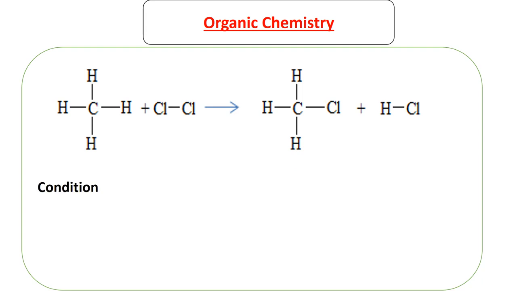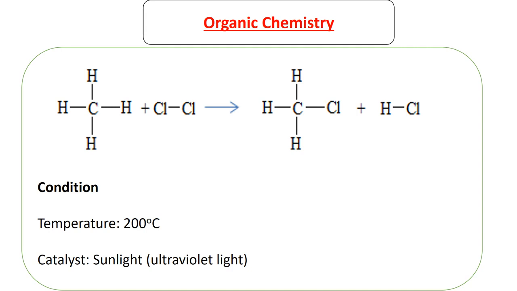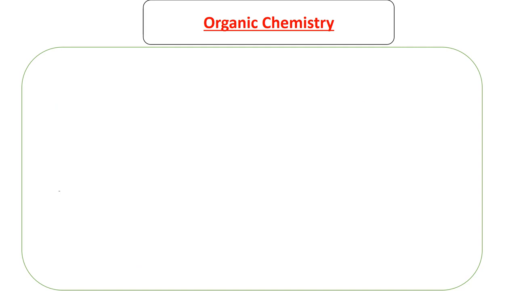So for this to happen, these are the conditions that are needed. First, the temperature should be about 200 degrees Celsius. Then the catalyst is sunlight, which provides ultraviolet light.